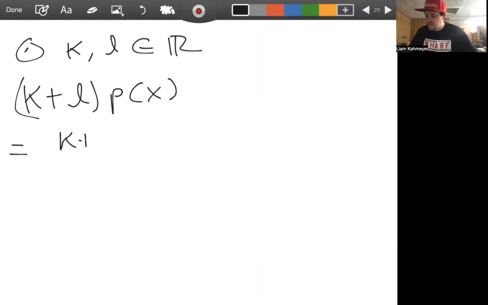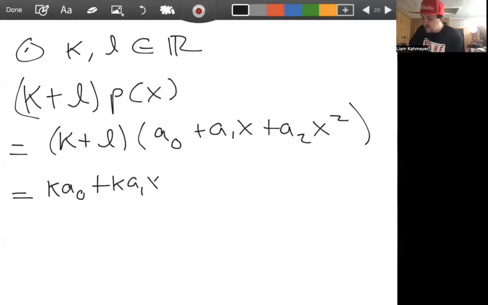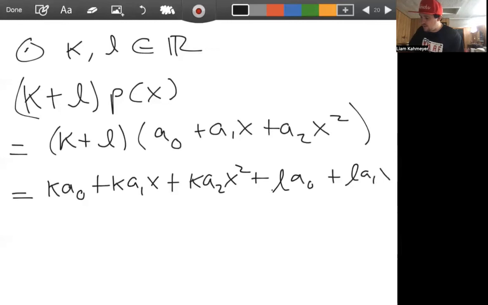This is k plus l times p, which is a naught plus a1x plus a2x squared. We know over the reals how to distribute, right? And in this case, it's called foiling. Well, it's a generalization of foiling because there's a third term in the second factor there. But what this ends up turning into after you multiply everything is k a naught plus k a1x plus k a2x squared, plus, and then you distribute the L, so we have L a naught plus L a1x plus L a2x squared.